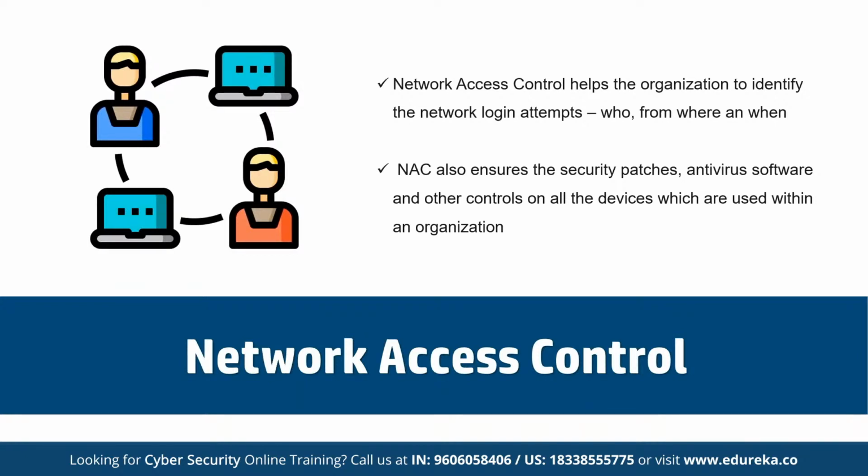For example, when we set up our network on any cloud platform, if we talk about AWS, there in AWS for each and every VPC, we also structure the NACL. NACL as in network access control list. That means which inbound rule is going to be allowed and which outbound rule is going to be denied. And that is something that is going to be applicable for all the subnets in that particular VPC, in that particular region, right? So again, NACL also ensures the security patches, antivirus software, and other controls on all devices used within the organization, based on the rules that we are going to define.